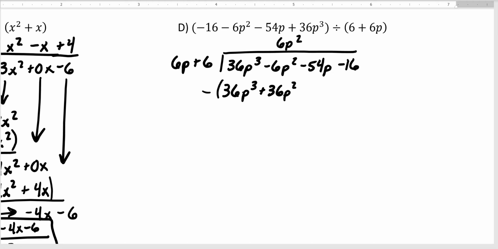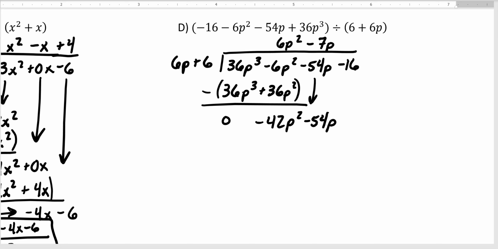I'm going to do some subtracting here. Negative 6p squared minus 36p squared, so negative 6 minus 36 is negative 42p squared, and bring down, of course, our negative 54p. So 6p times what gives me negative 42p squared? Well, that would be negative 7p. And when I multiply this out, I get negative 42p squared minus 42p.